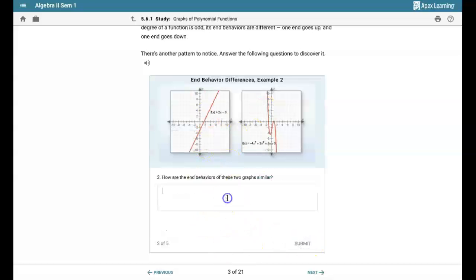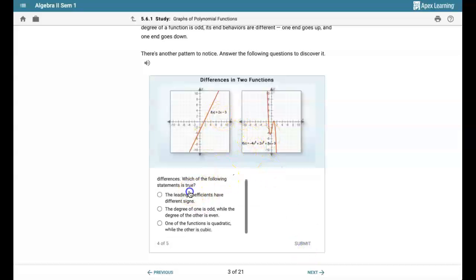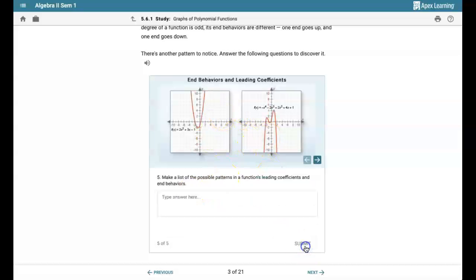All right, again, same thing here. What's different about these two behaviors? The right side of the first graph is positive and the right side of the second graph is negative. One's going up, one's going down when you get to the far right side. What's different between these two, you probably could have guessed. This is a positive value and this is a negative value. So the leading coefficients again have different signs.